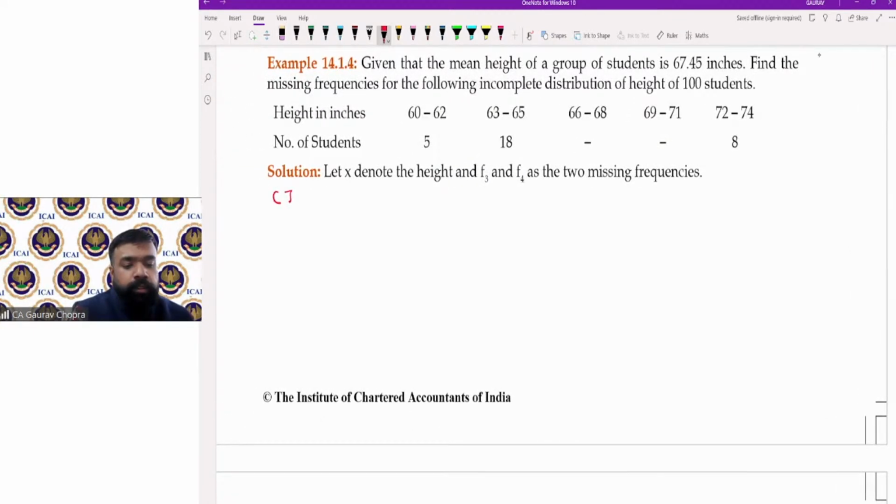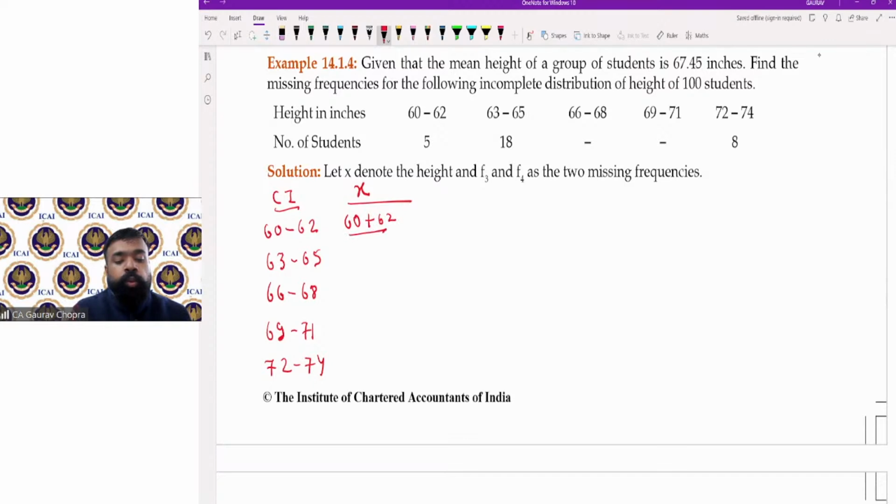Class interval is given: 60 to 62, 63 to 65, 66 to 68, 69 to 71, and 72 to 74. So in order to calculate the mid value, what we have to do? 60 plus 62 upon 2. It will give you 61. Then 63 plus 65 upon 2 gives you 64. Then the next ones are 67, 70, and 73. So in this way, you have to calculate mid value. Then frequency is there: 5, 18, dash, dash, and 8. These two figures are missing.